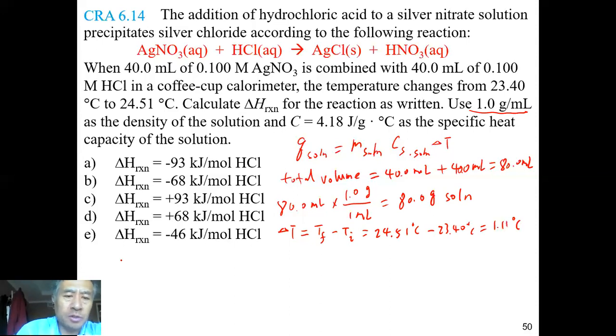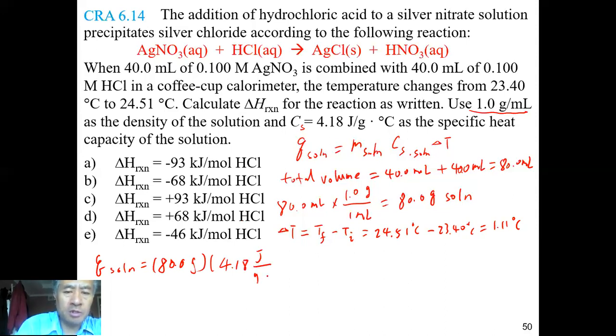Now we can use our equation. Q solution equals the mass of solution, which is 80.0 grams, times the specific heat of solution, Cs, which equals 4.18 joules per gram per degree Celsius, times our temperature change, delta T, which is 1.11 degrees Celsius.